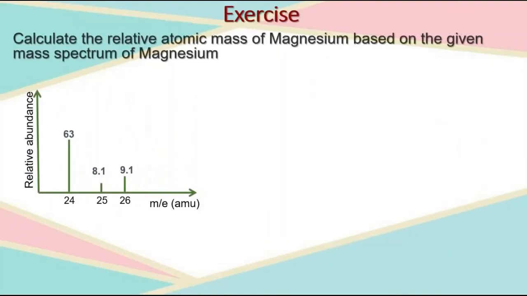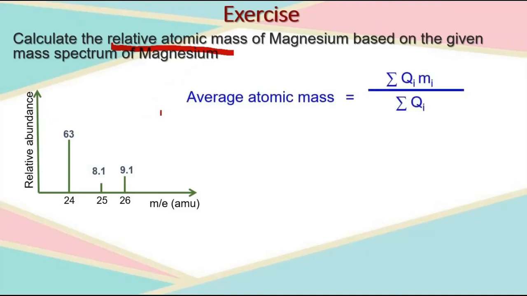Exercise. Calculate the relative atomic mass of magnesium based on the given mass spectrum of magnesium. In order to calculate the relative atomic mass, we need to get the average atomic mass from the given mass spectrum. So first, we write the formula for the average atomic mass. Average atomic mass equals the summation of QiMi divided by the summation of Qi. Q represents the relative abundance. M represents the mass. So based on the mass spectrum, we can interpret that for 24Mg, 24 is the M. 63 is the Q for the 24Mg.